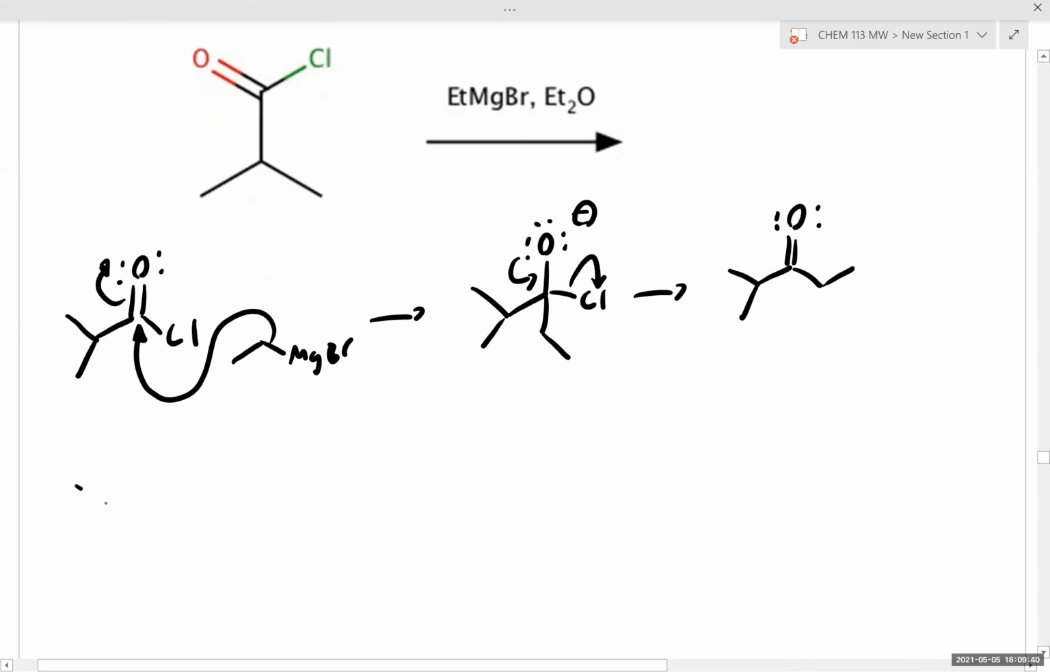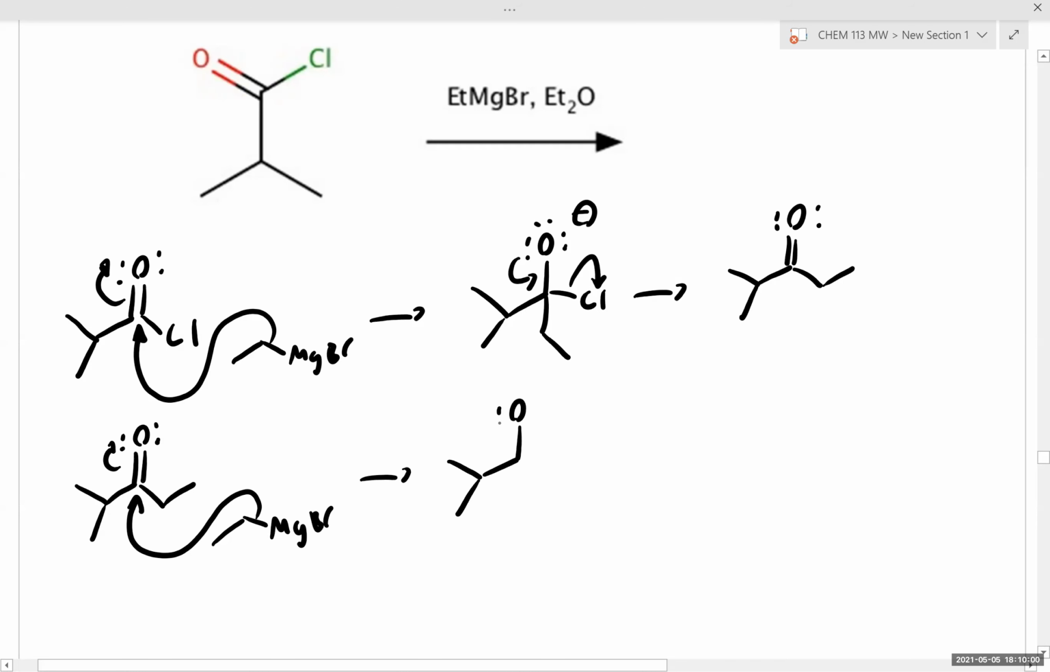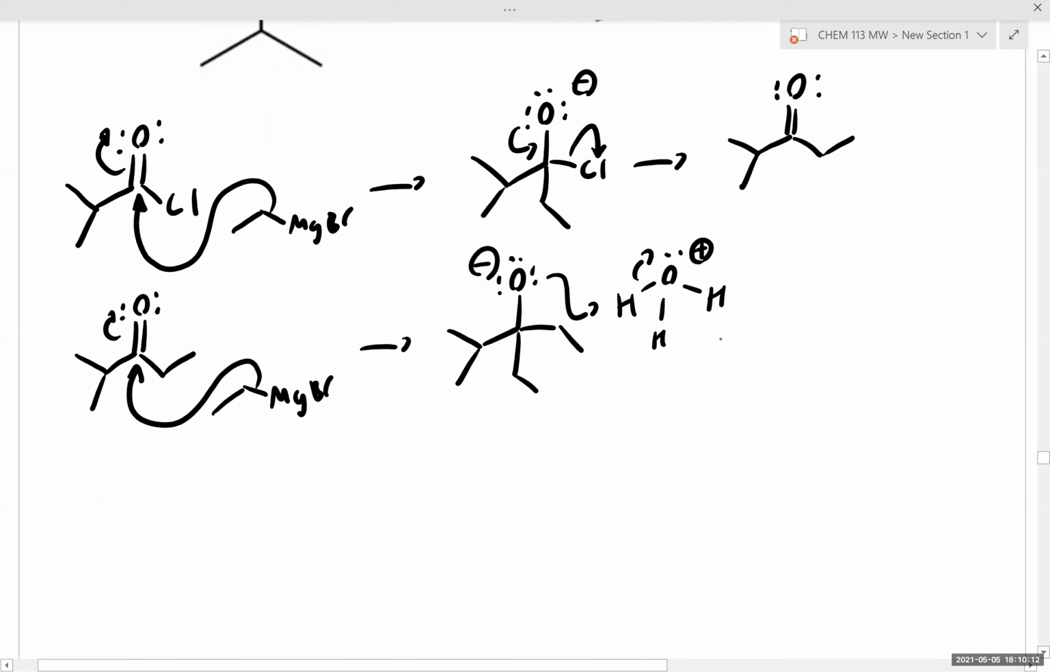From here, although we generate a ketone in the first reaction with our first equivalent of Grignard reagent, this ketone does not stick around for very long, and it reacts with a second equivalent of Grignard via 1,2 addition to give an alkoxide ion. From here, we can quench this alkoxide ion with an equivalent of acid, and that gives us our neutral isolable tertiary alcohol.